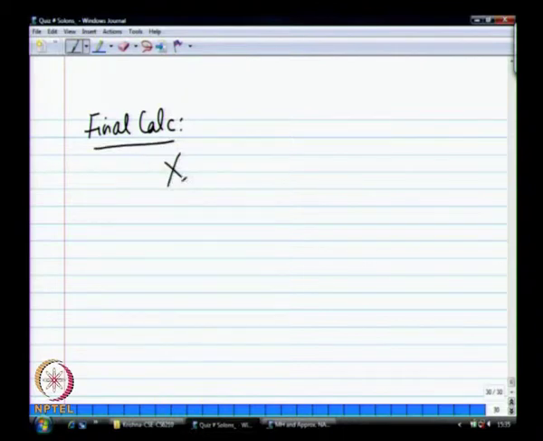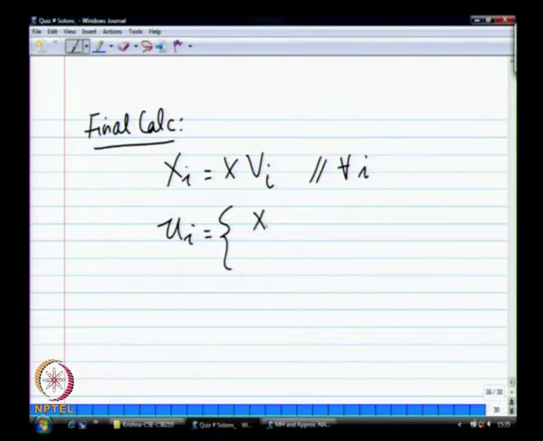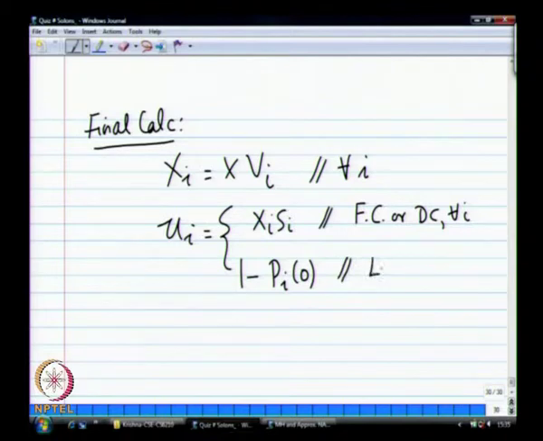So for the final calculations you will do Xi equals X into Vi, for all i, and Ui is simply Xi Si, if it is a fixed capacity center or delay center for whatever values of i that match it. In the case of load dependent, Pi of 0 is the probability that there are no customers in Qi at the end of all the calculations, and 1 minus that is simply going to be your utilization of the particular queue.